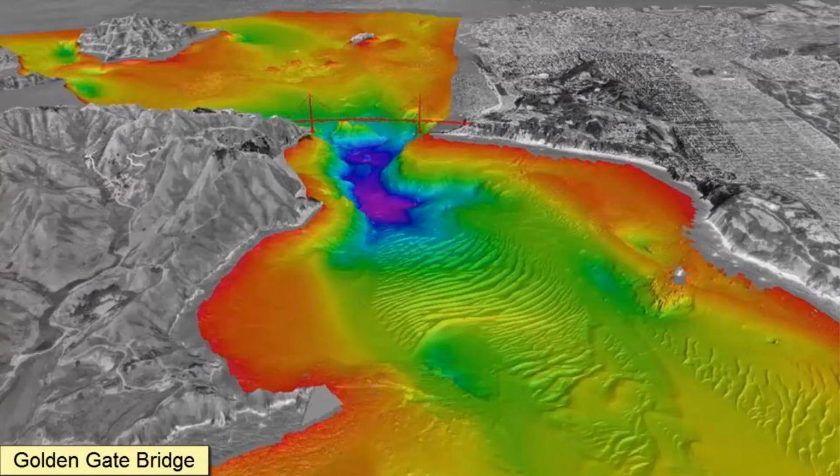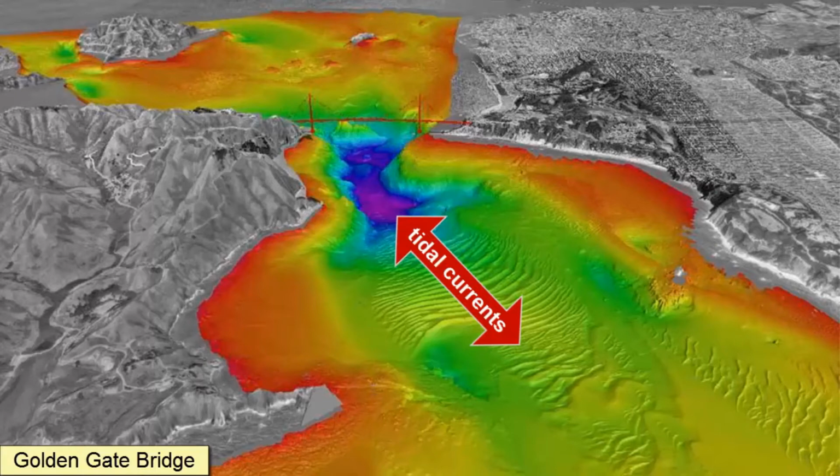This side-scan sonar image showing the depths around the Golden Gate Bridge illustrates the incredible strength of the tidal currents that run under the bridge. So strong that they have carved out a deep depression, 351 feet deep in fact, deeper than the edge of the continental shelf.